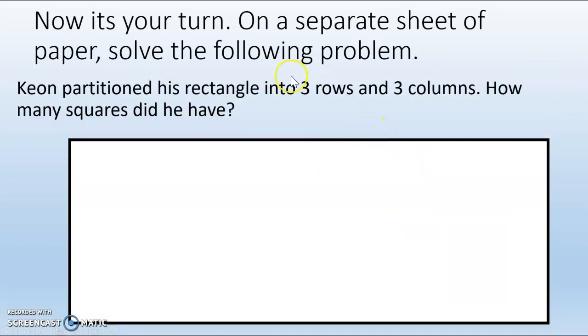Now you try one. On a separate sheet of paper, solve the following problem, and you can pause this if you need to do that. Keon partitioned his rectangle into 3 rows and 3 columns. How many squares does he have? So remember, we're going to separate into rows and columns. And then we're going to add and come up with the total number of squares. So again, pause this if you need to work on your problem.